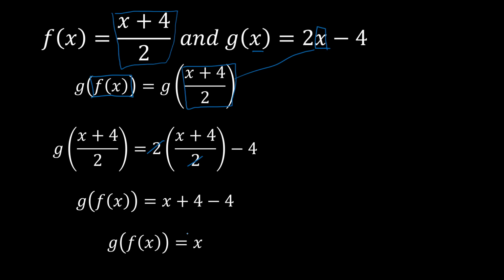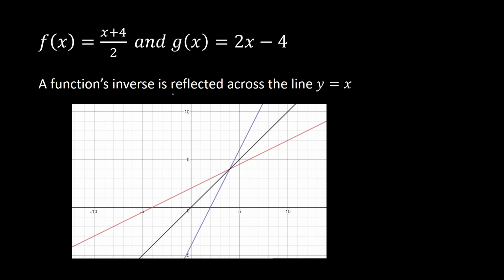So we see here algebraically how to determine if two functions are inverses. And then graphically, what we have is right here, where a function's inverse is reflected across the line y equals x. So the red line is the first function, (x + 4)/2. And then the blue line, or purple, is your other function, g of x equals 2x minus 4. And the black line in the middle is y equals x.